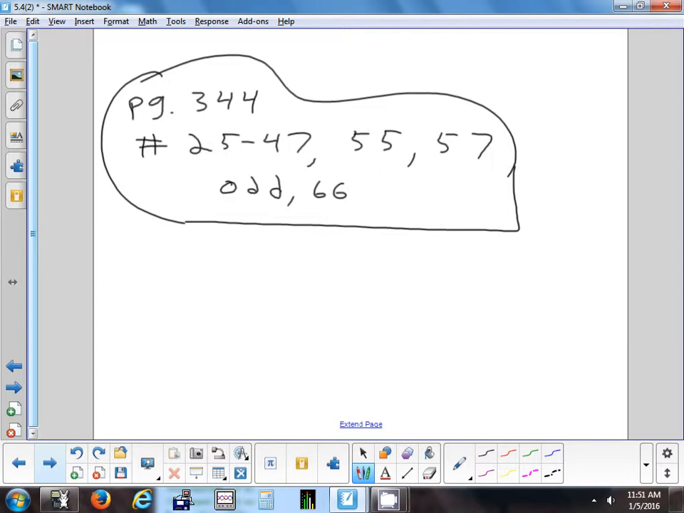Okay, so homework, same page as last night. Page 344, problems 25 to 47, just the odds, don't do all. Just odds. And then 55, 57, 66.